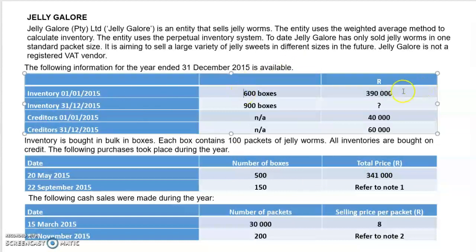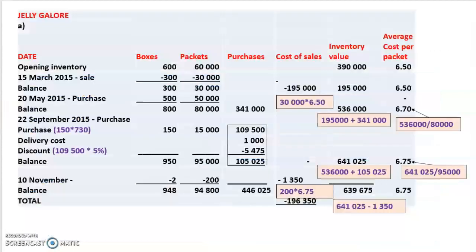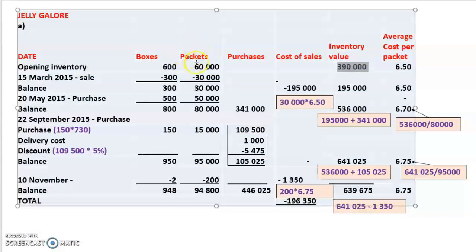We had 600 boxes at 390,000. We had in the beginning of the year 600 boxes at 390,000. They've told us to convert it into packets. So there's 100 packets in a box. So 600 times 100 gives us 60,000 packets. What is our weighted average cost? Our weighted average cost at this point of time is the total cost of 390,000 divided by the number of packets, 60,000, which gives us 6.50 Rand per packet.